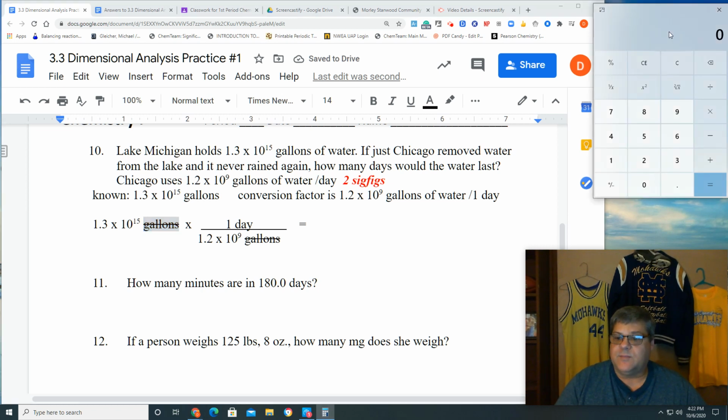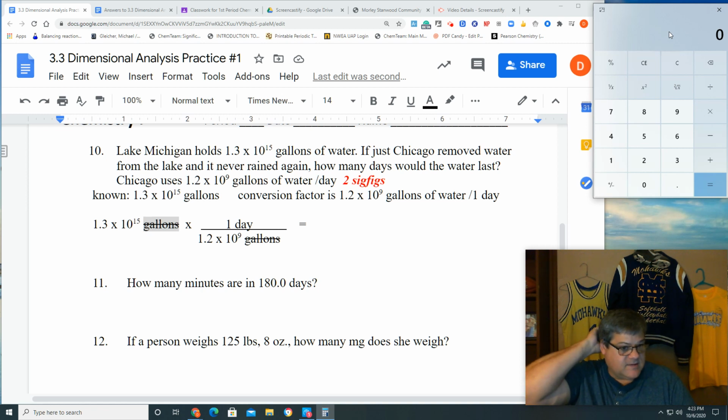Well, I have a simple calculator. So we fall back to our rules for numbers that are in scientific notation, in this case when we are dividing them. So does anybody remember the rule?